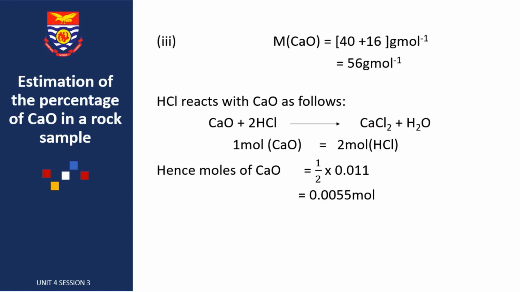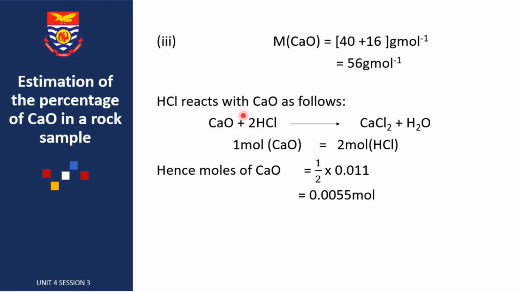The next is a question on the calcium oxide, and we are going to need the molar mass of calcium oxide. So we use the relative atomic masses. Calcium is 40 plus that of the oxygen, which is 16, and that gives us 56 grams per mole.